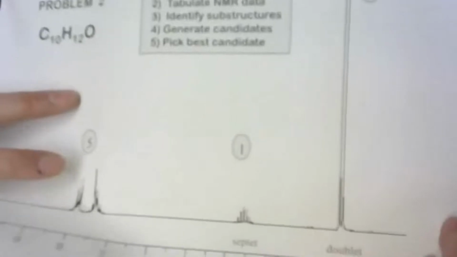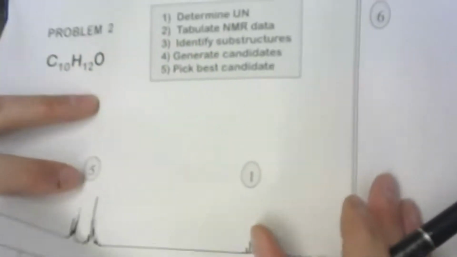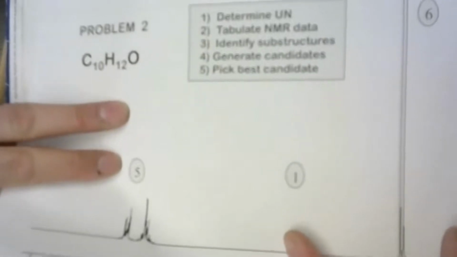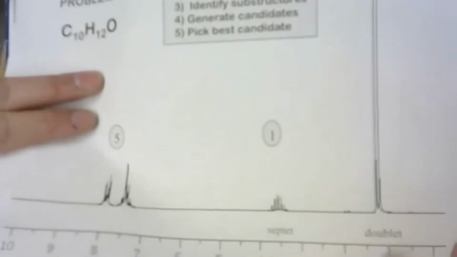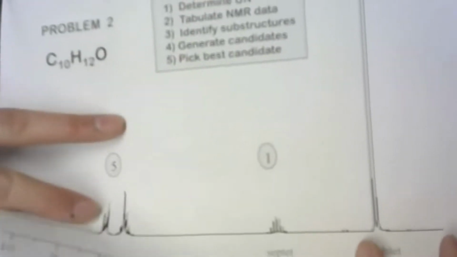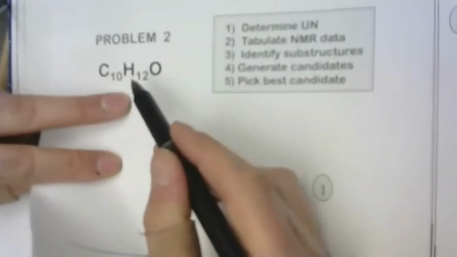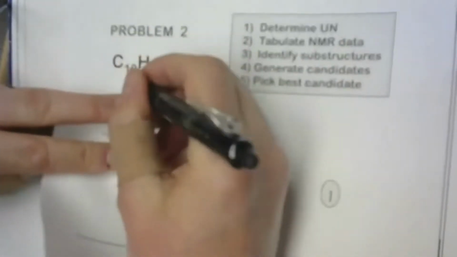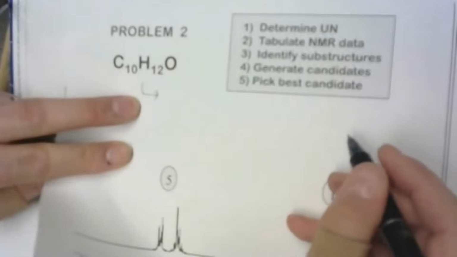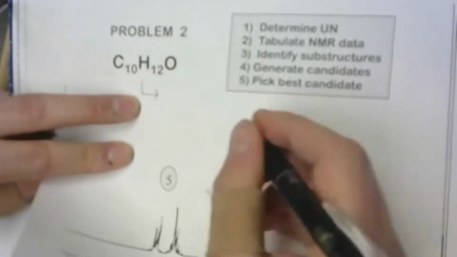Again, these are all on the website. I would do them from scratch yourself also. Okay, so first thing, what do we do? It looks like we have a nice NMR here with some signals. We don't really look at those signals first. We look at C10H12O. And we say, what do we do with the O? We throw it away. We ignore the oxygen, right?